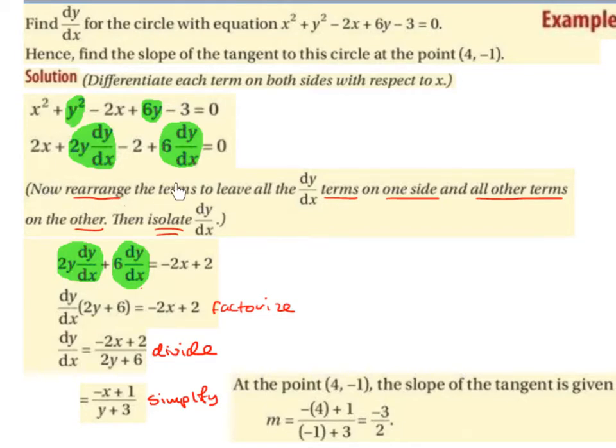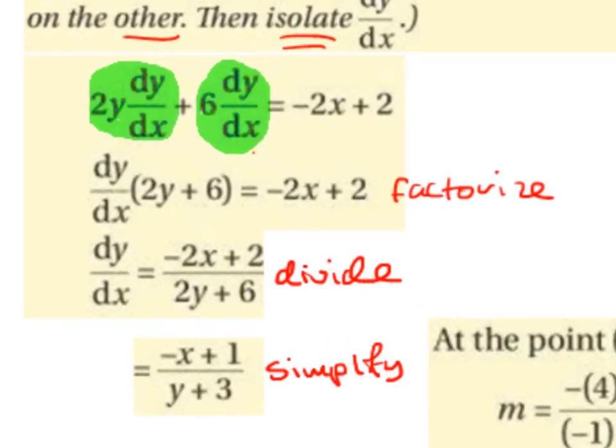Now, rearrange the terms to leave all the dy/dx terms on one side and all the other terms on the other. Then isolate dy/dx. So we have 2y dy/dx, that's already on the left, so that can stay there. And we have 6 dy/dx, so again that can just stay where it is, so the signs do not change. Then we have our equals. So we're going to bring this 2x over the equal sign, it becomes minus 2x. We're going to bring this minus 2 over the equal sign, it becomes plus 2. So we have 2y dy/dx plus 6 dy/dx equals minus 2x plus 2.